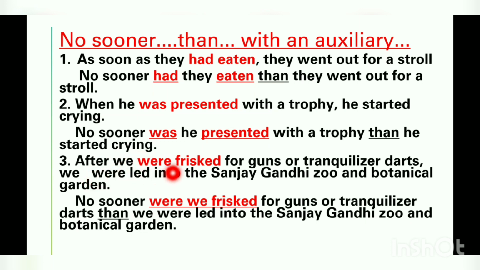Third one. After we were frisked for guns or tranquilizer darts, we were led into the Sanjay Gandhi Zoo and Botanical Garden. So, no sooner were we frisked for guns or tranquilizer darts than we were led into the Sanjay Gandhi Zoo and Botanical Garden. I hope you understand the meaning of frisked: looked up or checked for guns or tranquilizer darts. Then we were led into the zoo. So after being frisked, we were led into the Botanical Garden or the zoo.